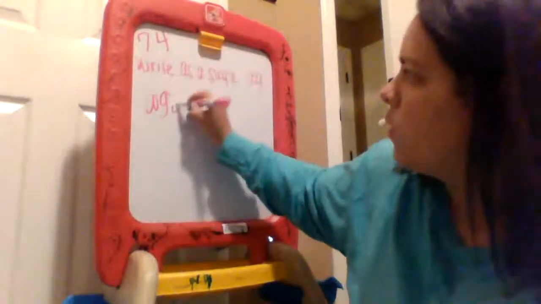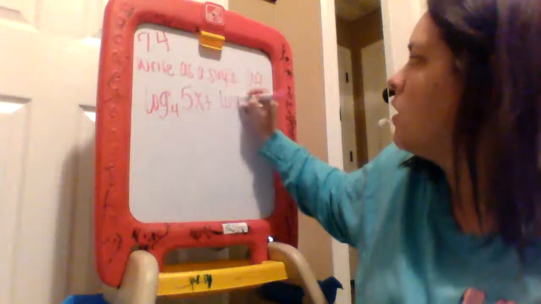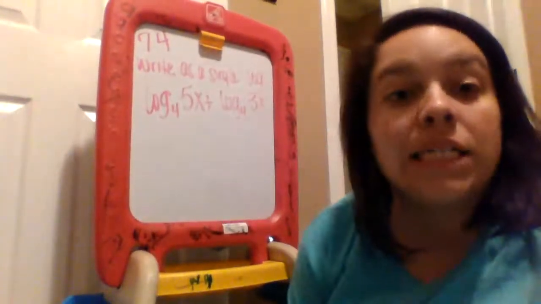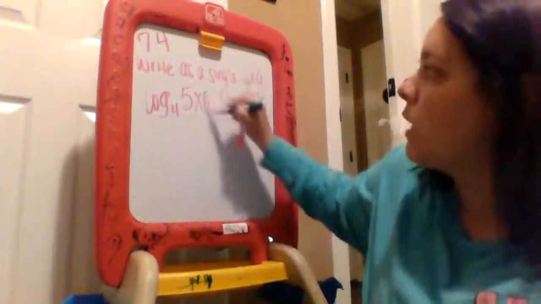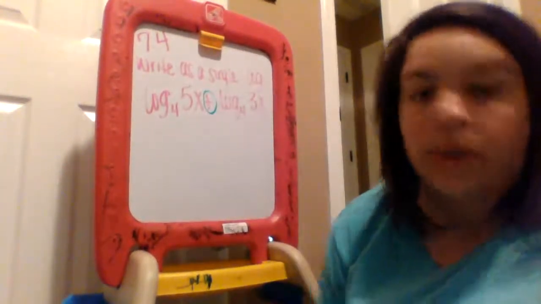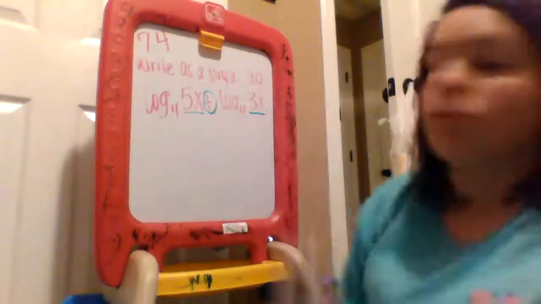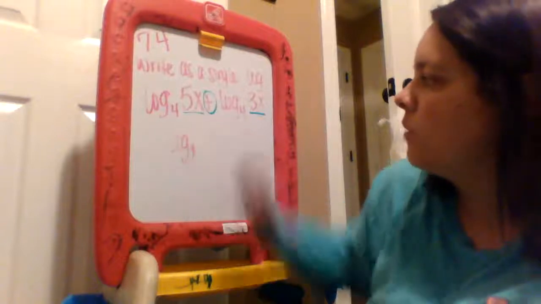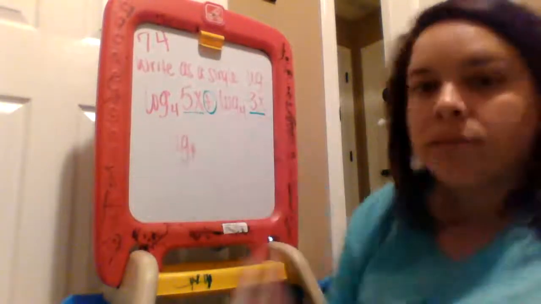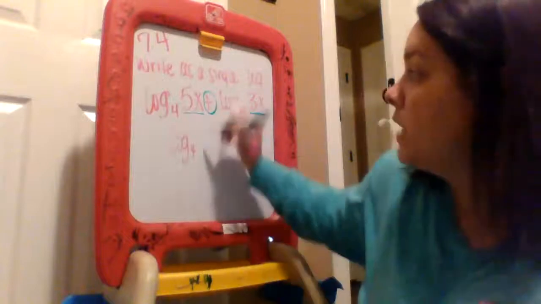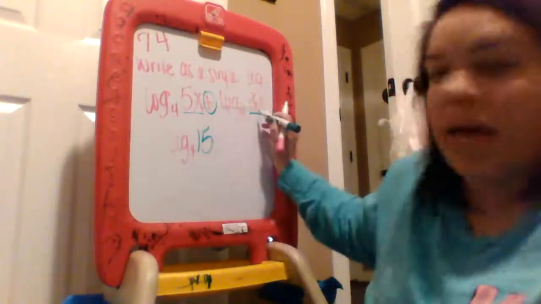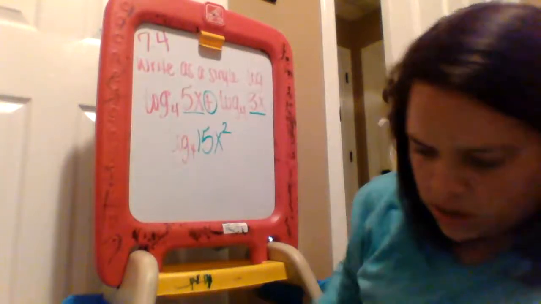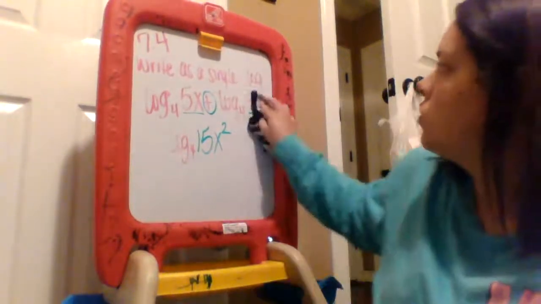Log base 4 of 5x plus log base 4 of 3x. All right, so this is addition. And when it's addition, it's the product property. So I put this back together with multiplication. So this will become log base 4 and then 5x times 3x. 5 times 3, 15. X times x, x squared. And that would be it. All right, let's do one more here.